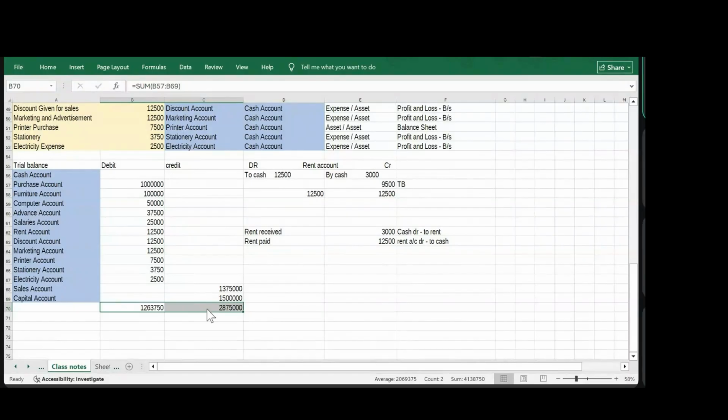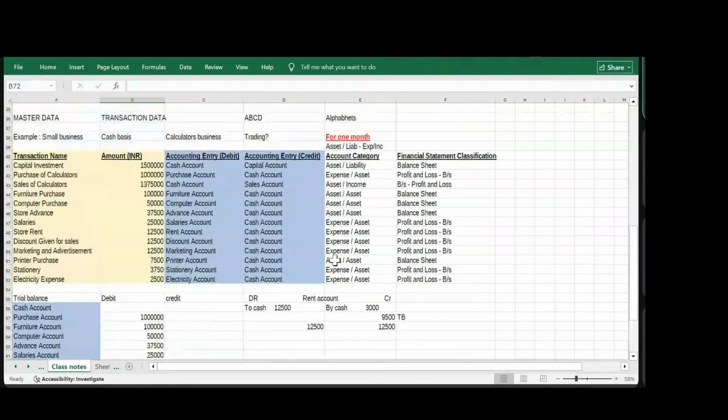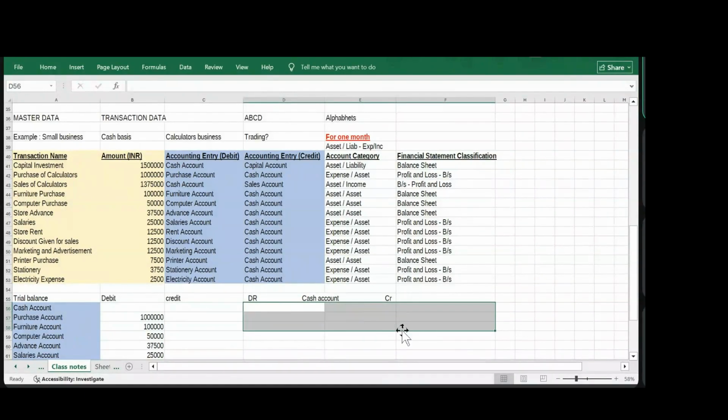Trial balance means this is your first step to ensure that the books are proper. Here it is not proper. Now let us see what to do with the cash account. Inside the cash account, you will not get to and by. To and by will be from all the other accounts where cash is involved.